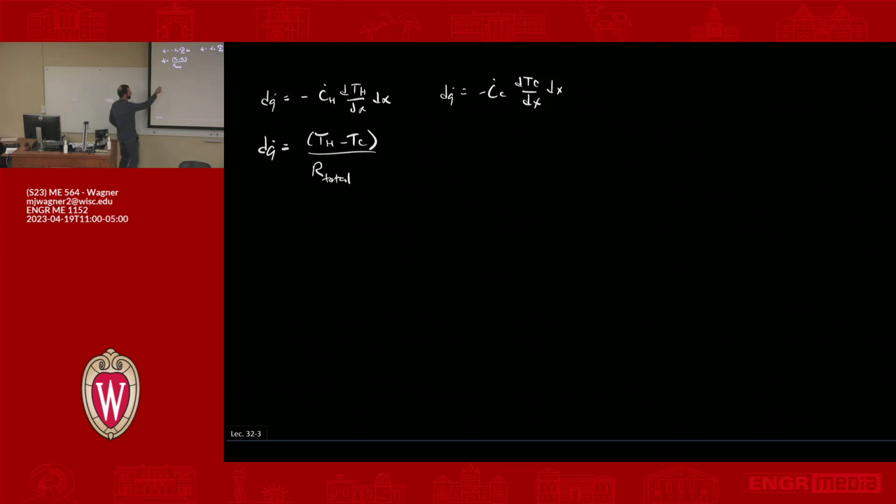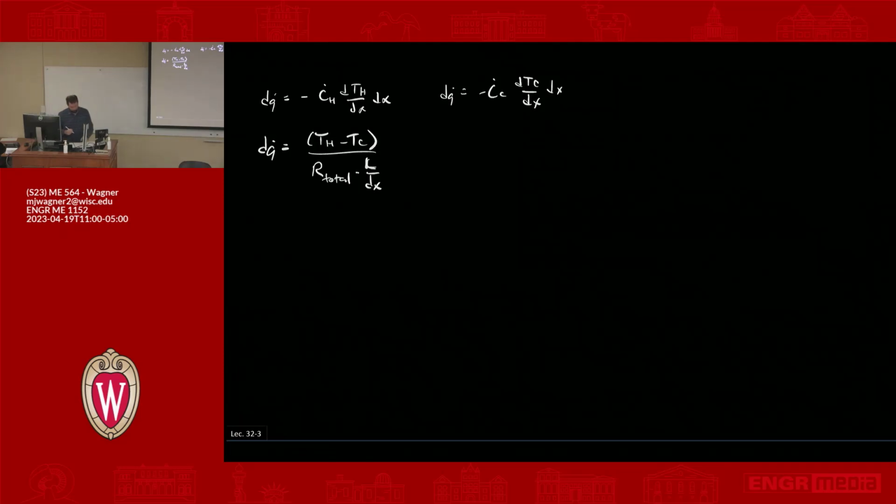So R total, if we take a differentially small element, is the resistance going to go up or down? Up, right? Smaller area means higher resistance. So we'd better take L over dx. So R total times L over dx, where L is the total length of the heat exchanger. That's the resistance associated with this single differential control volume.